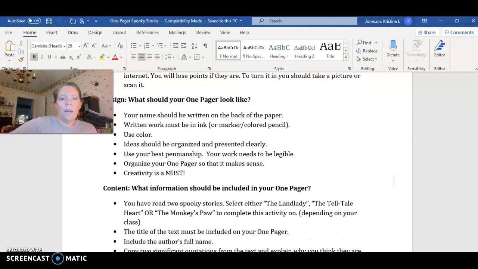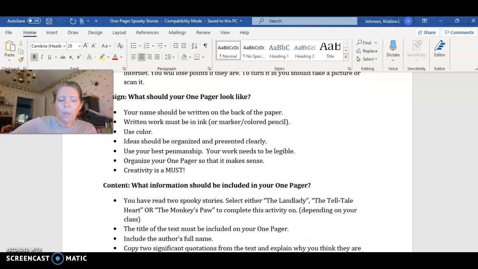Your ideas should be organized, presented clearly. And you should use your best penmanship. So if you don't write perfectly neat, it's okay as long as I can read it. You should organize it so that it makes sense, and creativity is a must. It is part of the rubric, which you will see.